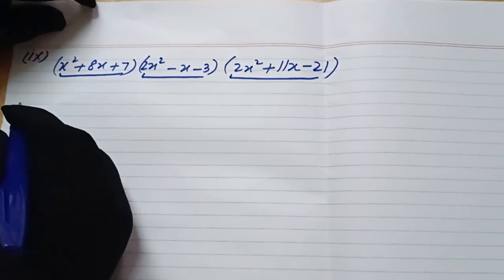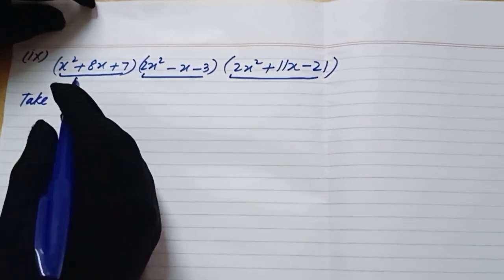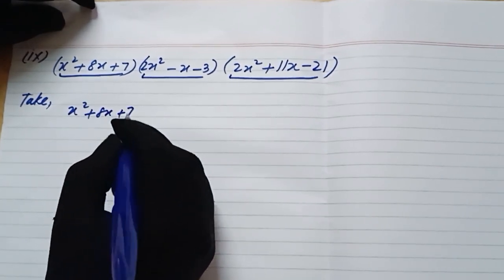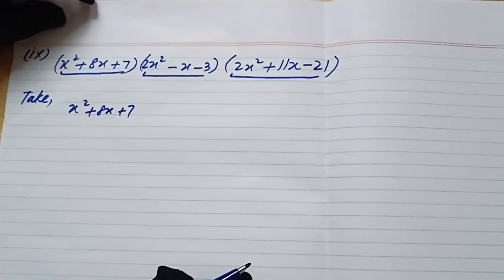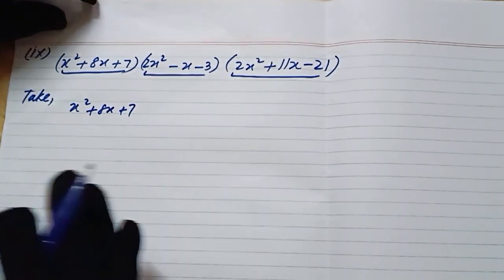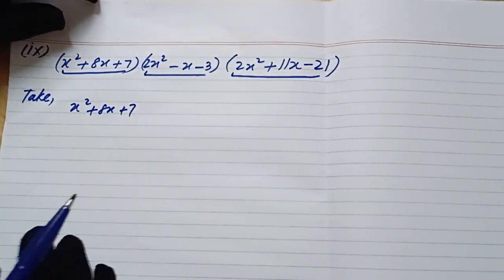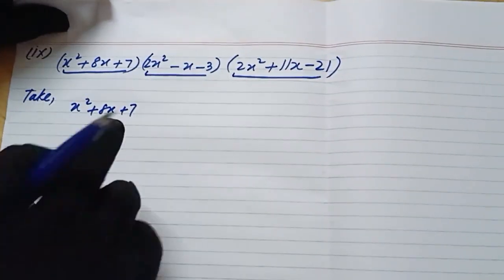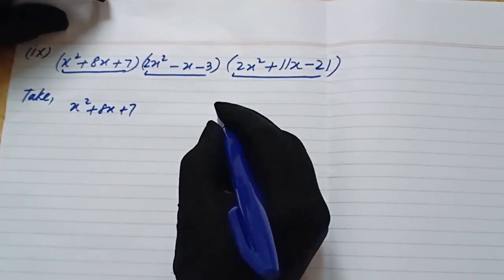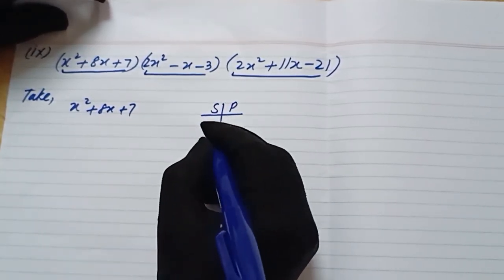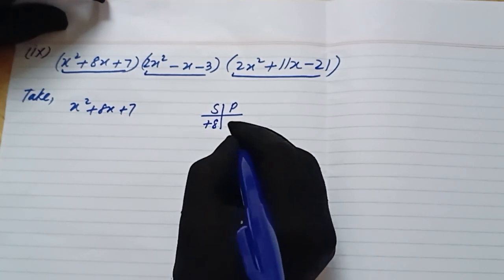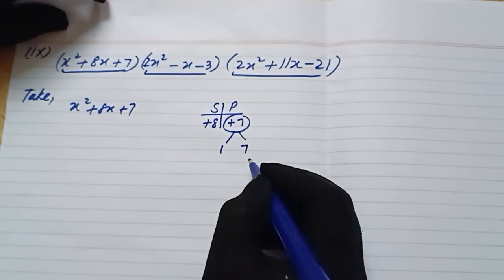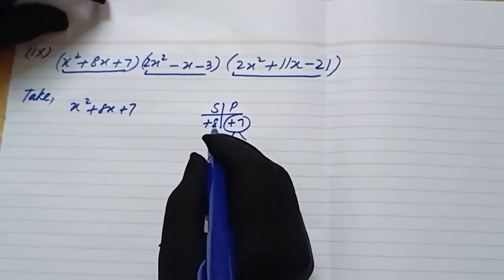So first expression, take this one. It's better to factorize each expression separately instead of doing the full question in a combined way, because it confuses you, writing one statement, thinking about one expression and then another. Better to factorize one expression completely. So this will be factorized with the sum and product method. Sum is plus 8 and the product is plus 7. So factorize 7. Obviously 7 is a prime number, so 1 and 7 are the factors. On adding it is giving 8.